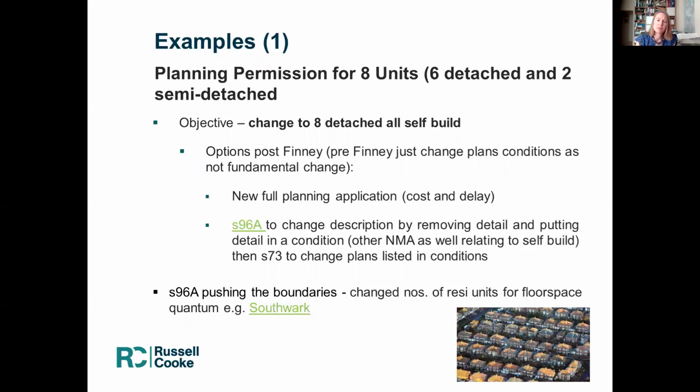So just a quick example of how this pans out in practice. Take a planning permission for 8 units. The description of development also says it's for a certain specified number of detached and semi-detached units. After grant of that permission, you want to change it so that the mix of detached and semi-detached changes. How do you go about that?